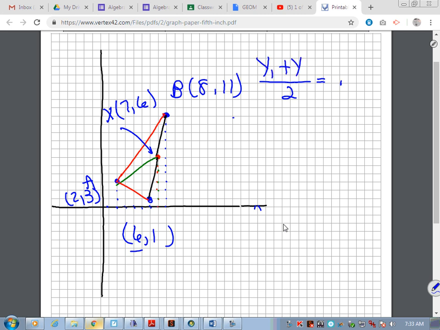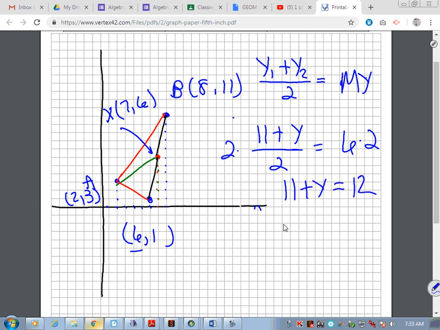Y1 plus y2 is going to equal my midpoint y coordinate. And because I only have one, I'm going to do 11 plus my unknown y, divided by 2, equals my known midpoint coordinate, which is 6 in this case. So I'm going to do the same thing, multiply by 2 on both sides. I'm going to get 11 plus y equals 12. Subtract 11 from both sides. I'm going to get y equals 1. Okay, again, you see that right there.